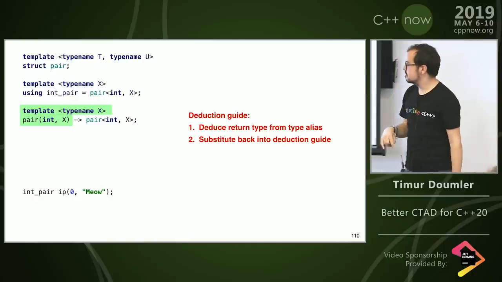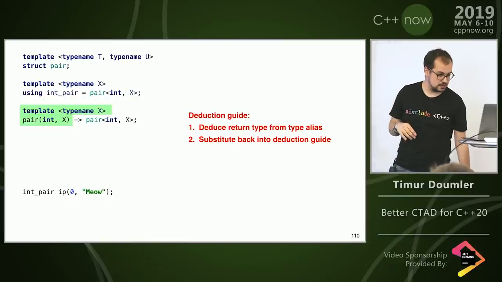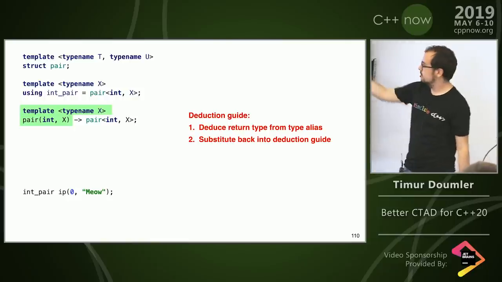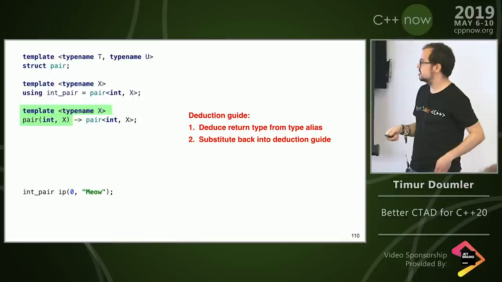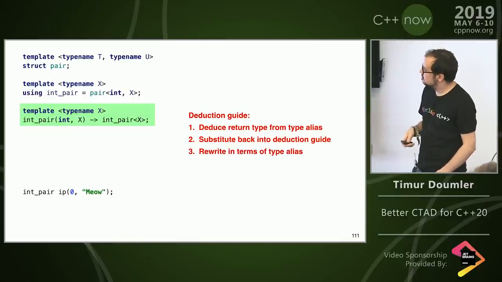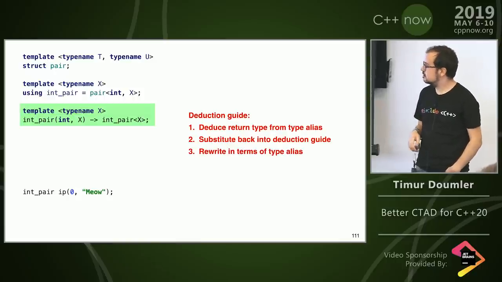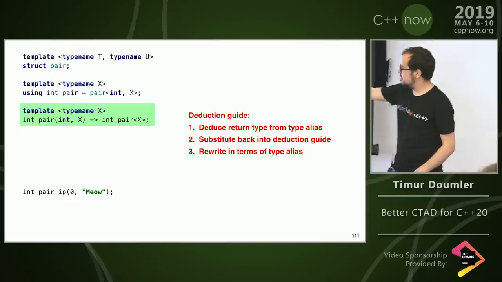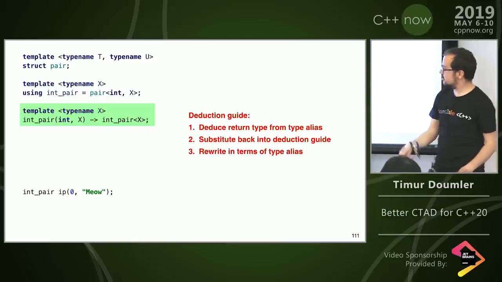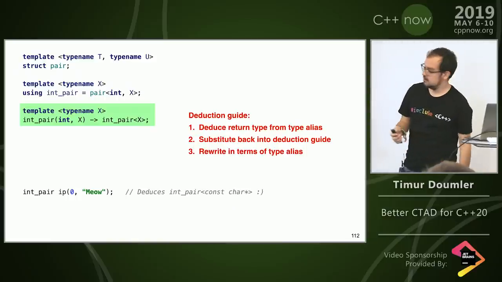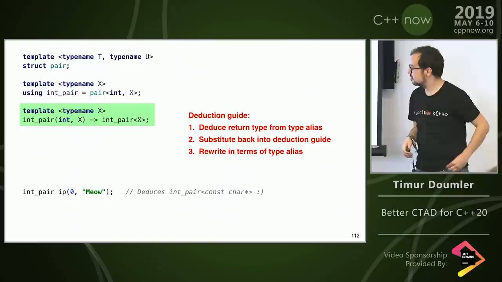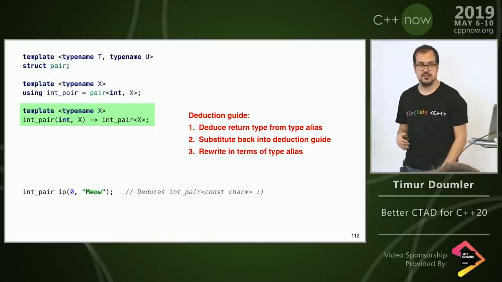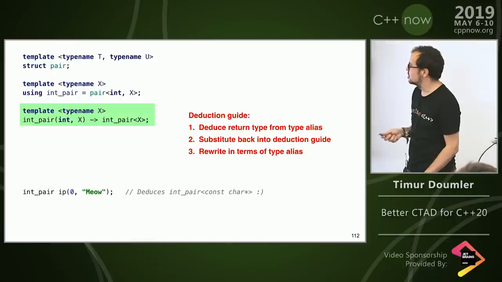And then the third step is, now that we have this deduction guide, we're going to just rewrite it in terms of the alias template. And then we're done. And this is the deduction guide that we're going to synthesize. And then we have this deduction guide. Hey, deduction succeeds. Deduces the correct thing. We're done. So we're going to get this in 20. And I hope this is going to be useful.